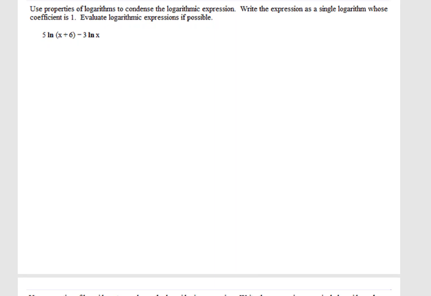So that was expanding. Now on this one, they're asking us to condense. So they want to go from multiple logs to 1 log. And here we're using a natural log. Right now, I'm going to rewrite this a bit bigger. Notice that I have a 5 in front of my first natural log and a 3 in front of my second natural log.